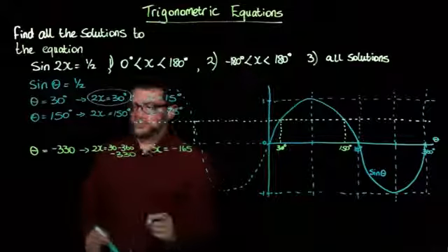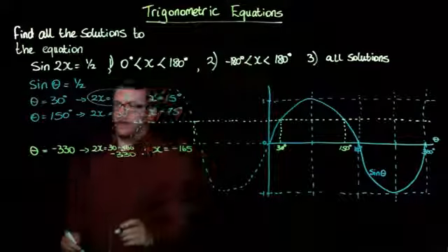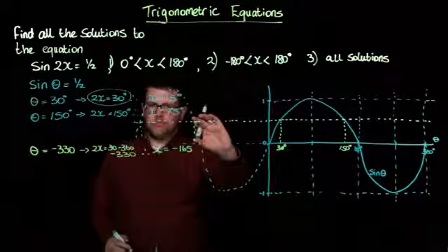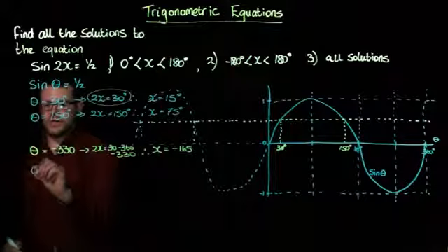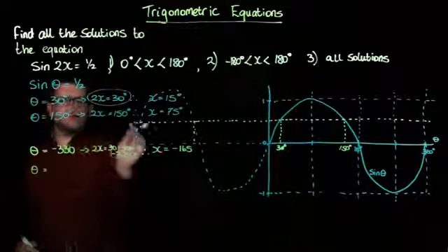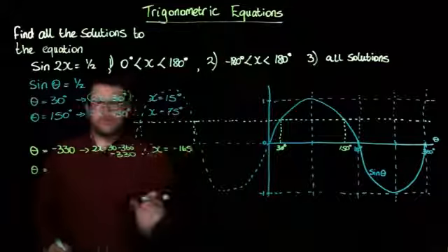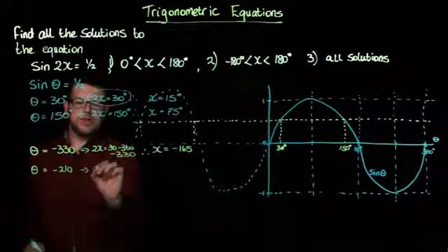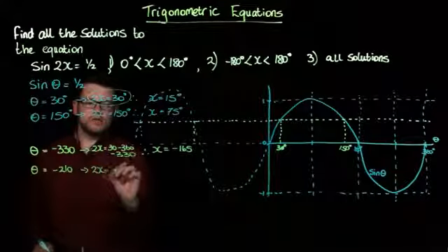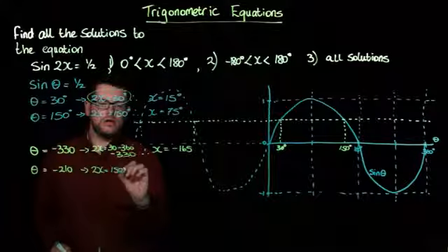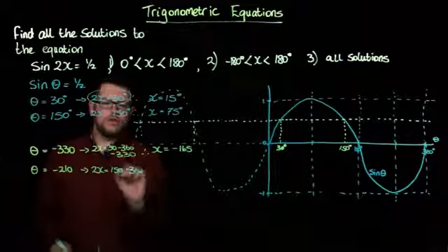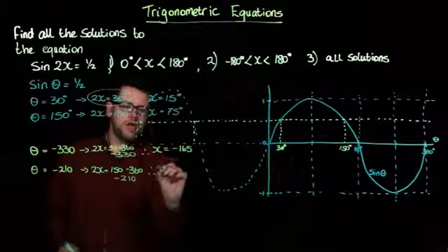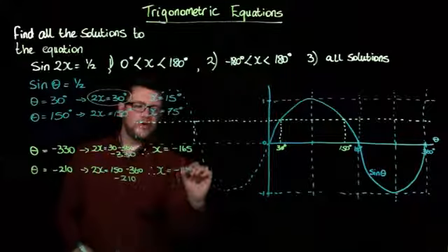So that's one solution. But we do have another one coming down here. And again, that's the 150, which has been transformed back 360. So theta is equal to 150 take away 360, which is minus 210. So we'll just do that to be really clear: 2x is equal to 150 minus 360. 150 minus 360 is minus 210. Therefore, my x is equal to minus 105.